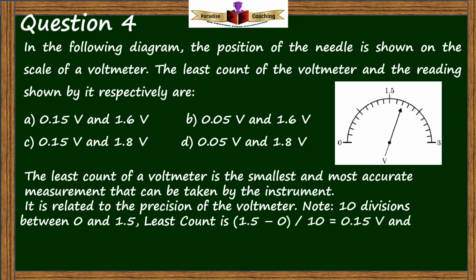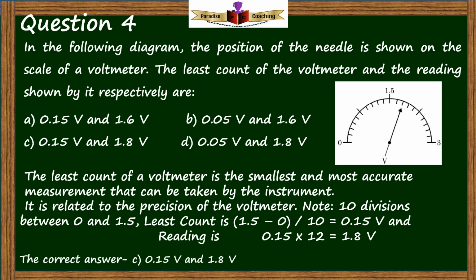Here is a diagram. The least count of a voltmeter is the smallest and most accurate measurement that can be taken by the instrument. It is related to the precision of the voltmeter. Note, there are 10 divisions between 0 and 1.5, hence least count will be (1.5 - 0) divided by 10. The correct answer is C, 0.15 volt and 1.8 volt.